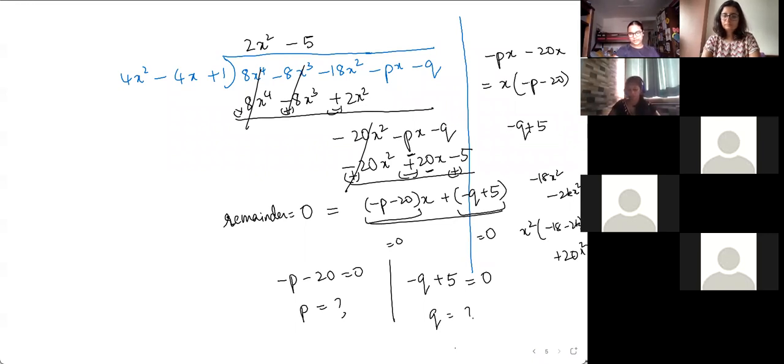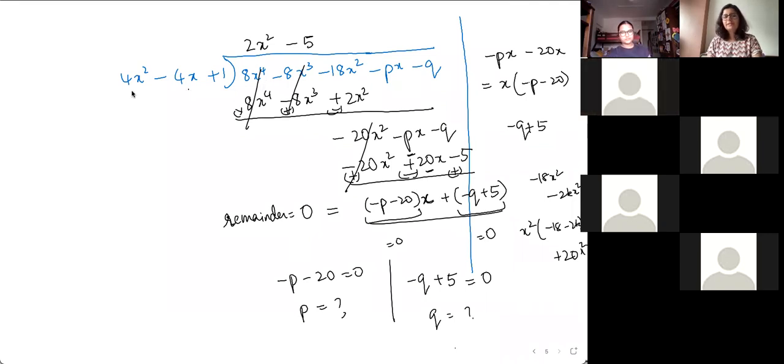Ma'am, why don't we equate the entire thing with 0, like minus p minus 20x plus minus q plus 5? If we, that doesn't make sense. Like we can equate it, but it doesn't help our cause because x is a variable, right? And technically, if we divide these two polynomials, it means that x का value कोई भी हो, remainder 0 होना ही चाहिए.